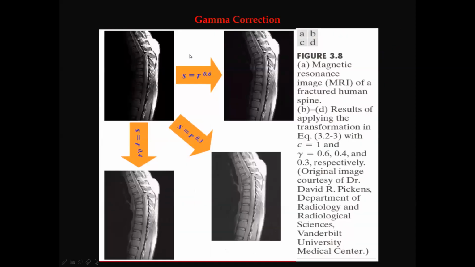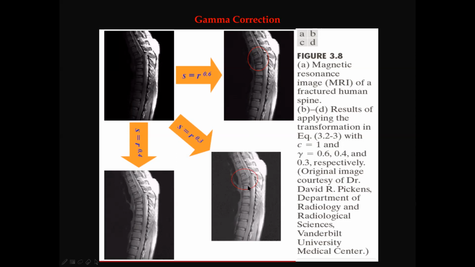So you see here, S equal to c times r power 0.6, meaning gamma value 0.6, then gamma value 0.4, and gamma value 0.3. Here the first image is very much darkened. We may not be able to identify the break of this spine, the human spinal cord. With gamma 0.6, we are able to identify the break of the spinal cord. And here is the break of the spinal cord. In the first image, we may not be able to find it.